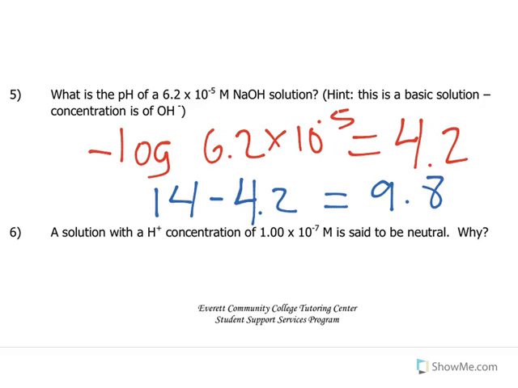Number 6 says a solution with an H plus concentration of 1 times 10 to the negative 7 is said to be neutral. Why? Well, if you do the negative log of 1 times 10 to the negative 7, it gives us a pH of 7. It would also give us a pOH of 7, and then the OH minus concentration would also be 1 times 10 to the negative 7, so there'd be the same amount of OH minuses as there is H pluses. So in the end, it'd be all neutral. There wouldn't be an abundance of H pluses, there wouldn't be an abundance of OH minuses. They'd be completely neutral. That would not be acidic or basic.